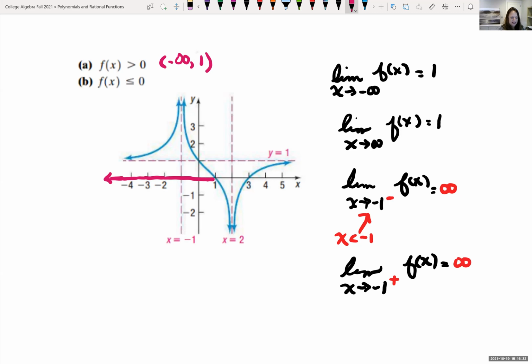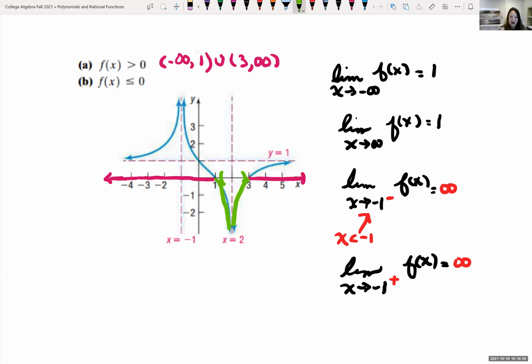So parentheses. And then the next X intercept is 3. And so I see that it's above the X axis when X is greater than 3. So union 3 to infinity. The only time this graph goes below the X axis is this interval between 1 and 3.